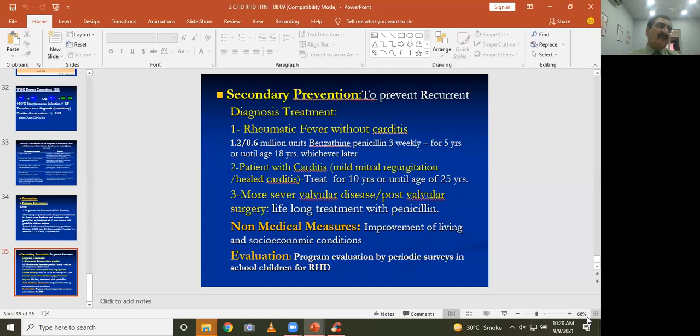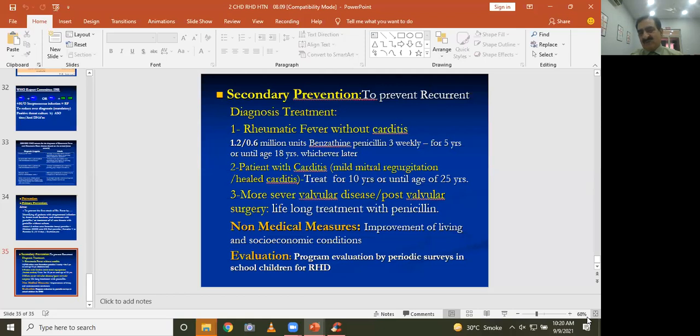The non-medical measures: what are non-medical measures? What is the vulnerable age? What are the conditions which lead to the occurrence of the disease? Poor socioeconomic conditions and overcrowding. So the non-medical measure is that there should be no close proximity and overcrowding. A person suffering from sore throat should have immediate treatment. You treat the socioeconomic condition and the overcrowding.